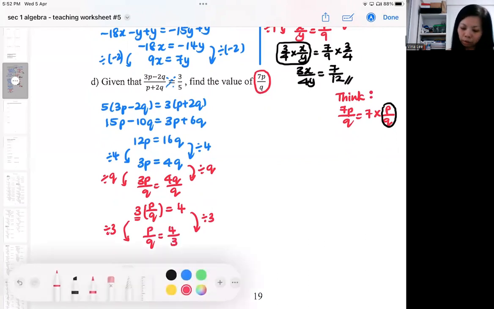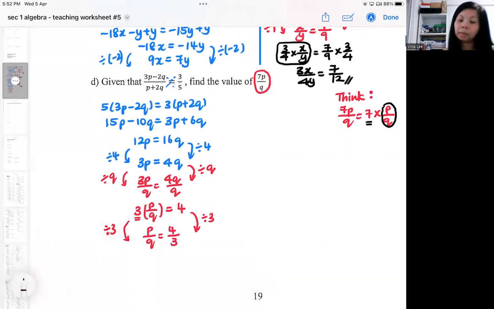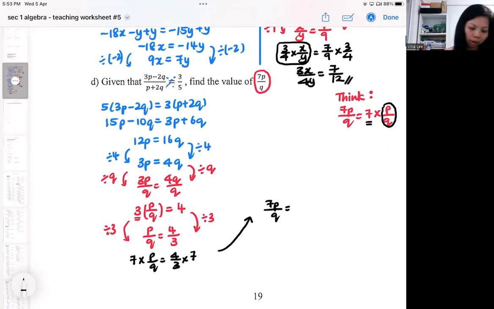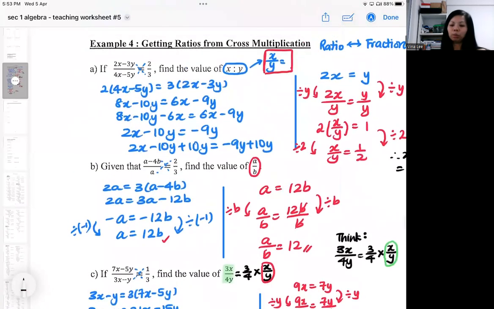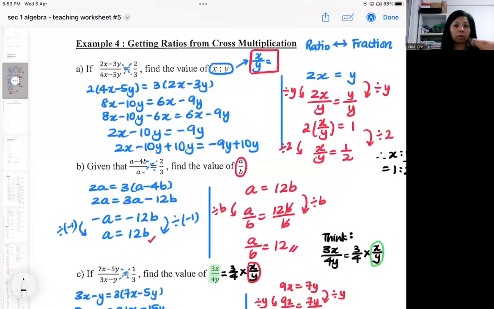The last thing you need to do is to put in the 7 that the question wants. So you multiply 7 on both sides according to what the question wants. You will get 7p over q, and just punch the calculator on the other side. So that's the answer. Even though it's the same strategy, honestly speaking, sometimes with this type of question, some students, even Sec 4, might forget how to do it.